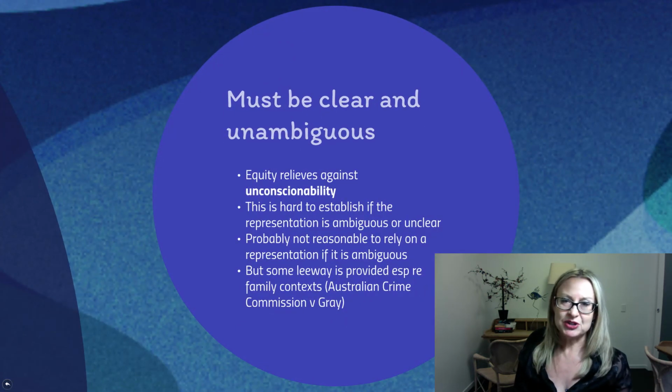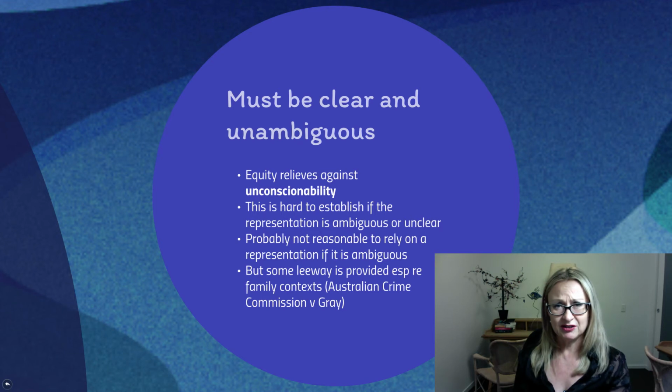Obviously, the assumption has to be clear and unambiguous. Okay, equity relieves against unconscionable conduct, and it's got to be pretty hard to prove unconscionable conduct where the very heart of it, the representation that induces this assumption, is ambiguous or unclear. It has been rationalised as being unreasonable for the plaintiff to rely on a representation if it is ambiguous.